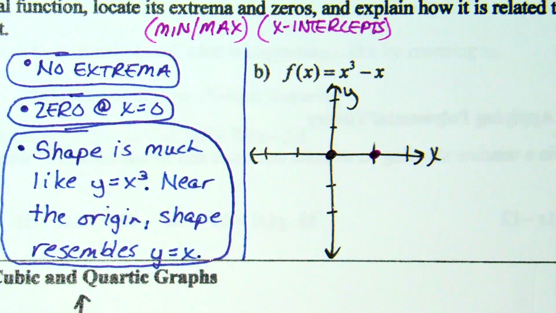What if I put in negative 1? Negative 1 to the third is negative 1, minus negative 1. So negative 1 plus 1 is 0. So (negative 1, 0). Somehow, I have 3 points on the x-axis.